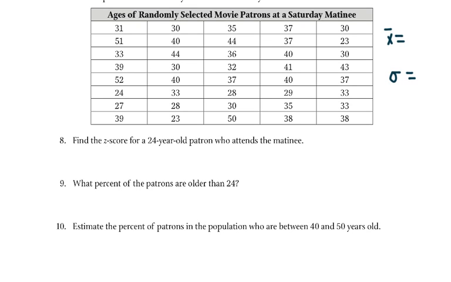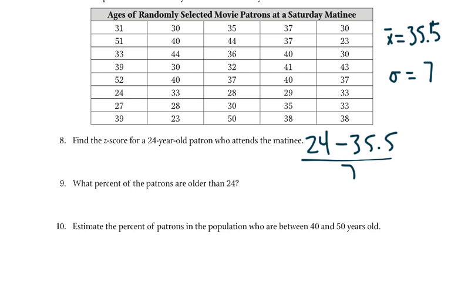Okay, so the mean was 35.5. Standard deviation I found was basically 7. It was 7.003571, so I'm just putting 7 down. Okay, so then for the z-score we go 35.5 for a 24-year-old, so 24 minus 35.5 divided by 7. That'll get us our z-score. So 24 minus 35.5 divided by 7. That gives us negative 1.64.